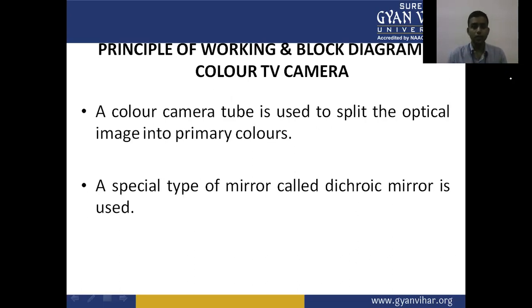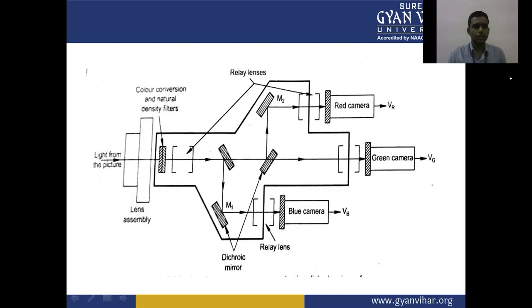A color camera tube is used to split the optical image into the primary colors. Means any optical image is converted into the three primary colors. A special type of mirror called a dichroic mirror is used to split the image into the colors. So there is a camera with dichroic mirrors, and the light from the picture and lens assembly passes through this assembly, color conversion and neutral density filters.